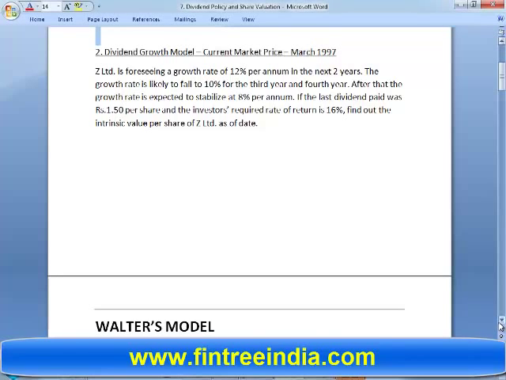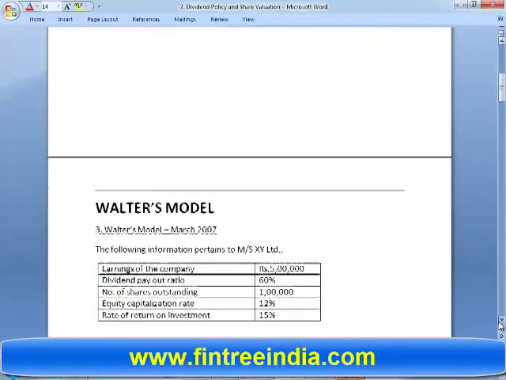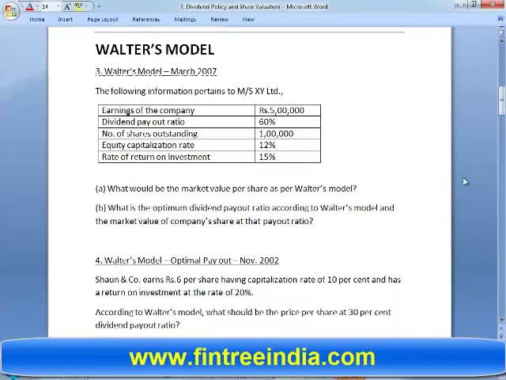Okay. Now the next model is Walter's model. Now before we start with Walter's model, write down a formula for Walter's model.